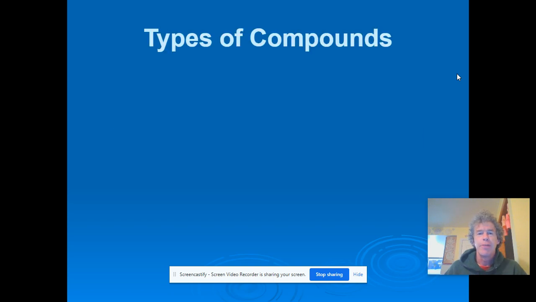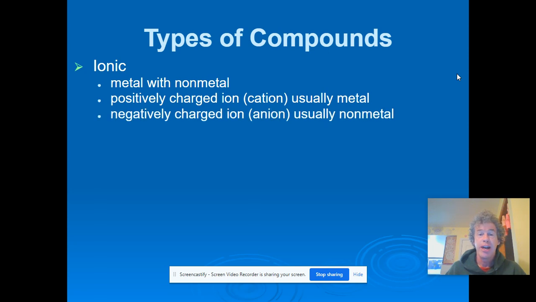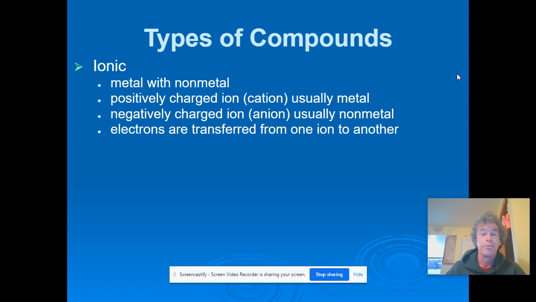Today I wanted to talk about compounds and bonding and then naming of ionic compounds. As you remember from last week, there's a couple kinds of compounds that we're focusing on. One is ionic, and ionic, remember, is a metal bonding with a nonmetal. Generally the metal is positively charged, and it's sometimes called the cation. The negatively charged ion, which is referred to as an anion, is usually a nonmetal. Remember, in ionic compounds you have a transfer of electrons from the metal to the nonmetal.